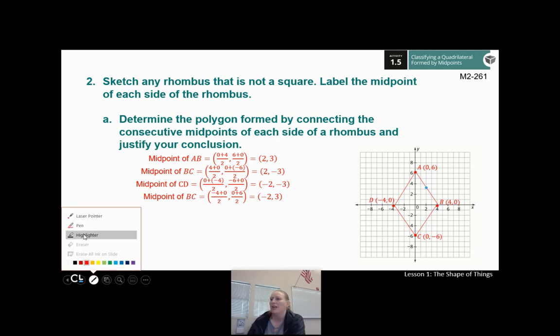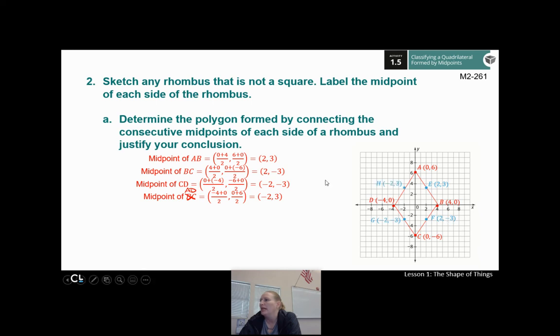And of course, I also needed to find the midpoint of AD. That should say AD. Sorry about that. So that means that we've got 0 and a negative 4 divided by 2 is negative 2, 6 and 0 divided by 2 is 3. So we'll put our little guys back here where they belong. There we go. All right, so we've got our midpoints, we've got them labeled. I went ahead and also called them E, F, G, H, just to make them easier to work with.